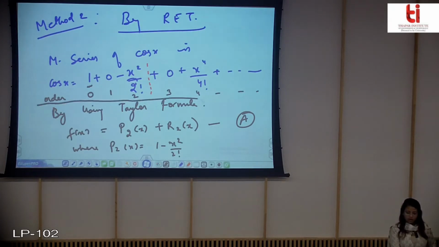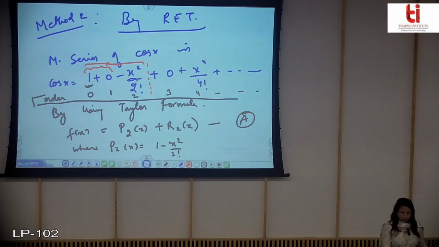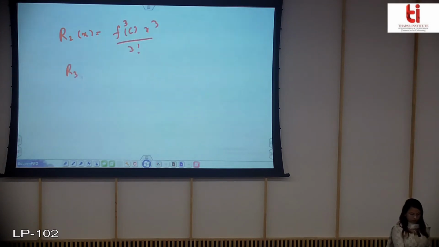This is a Taylor polynomial of order 0. Like if I ask you what is the Taylor polynomial of order 0 for cos x, you will just write this. And if I ask you of order 1, you will write till this. Order 2, you will write till here, and so on. So now see, if I use this one, R2 x will be equal to the n plus 1 term, that is this.